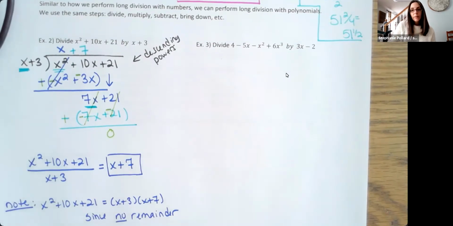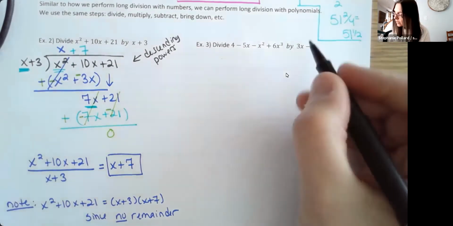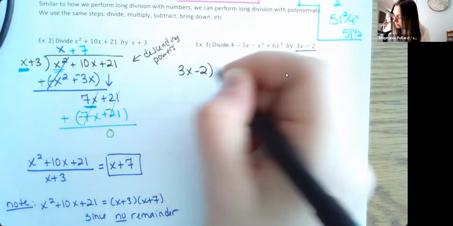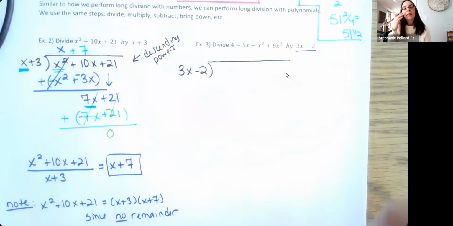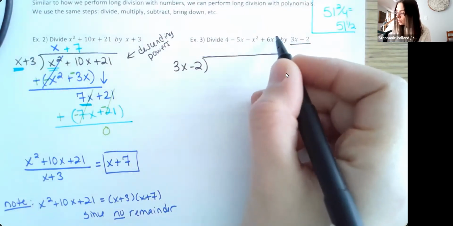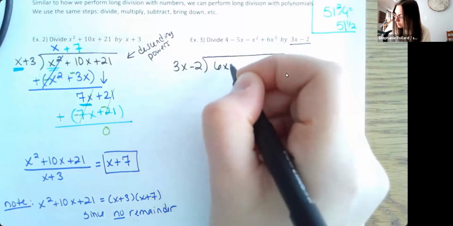Let's do another one. So here we're going to divide by 3x minus 2. So that goes on the outside. Now on the inside, notice that my polynomial is written backwards where the powers are not in order. So I do want to write my powers in order under the root. So my highest power is x cubed. So it's positive 6x cubed.